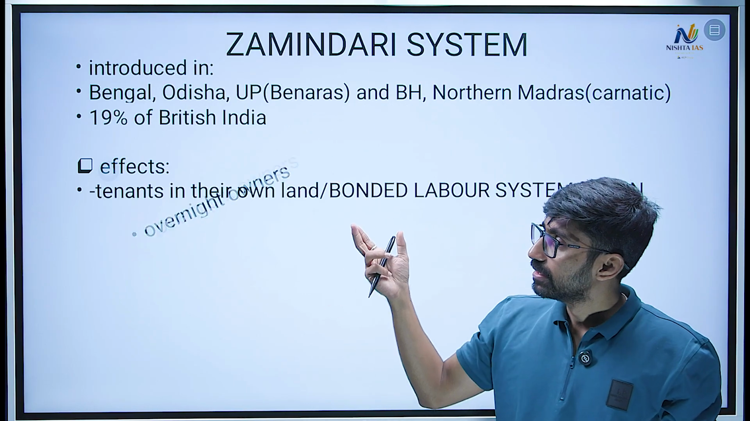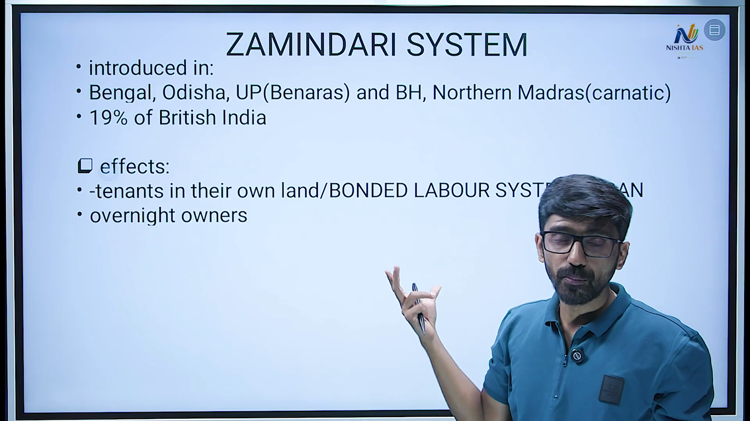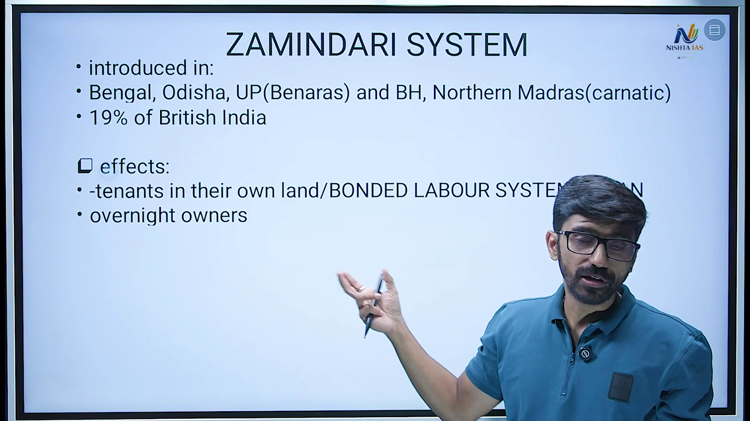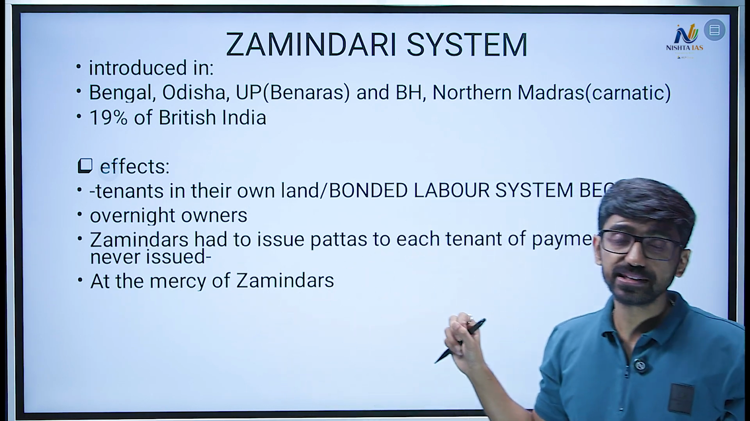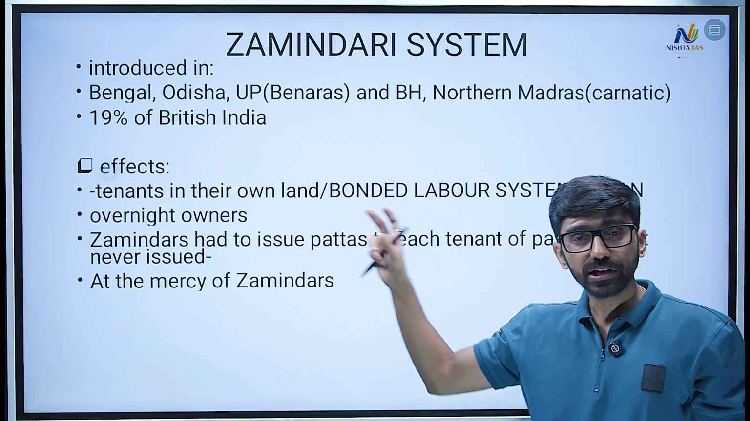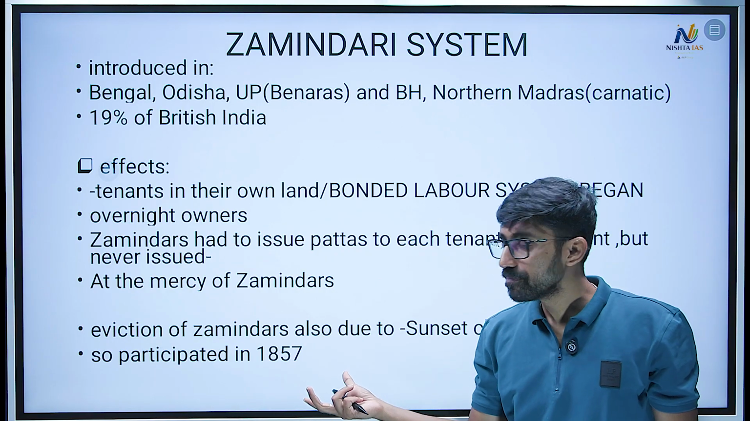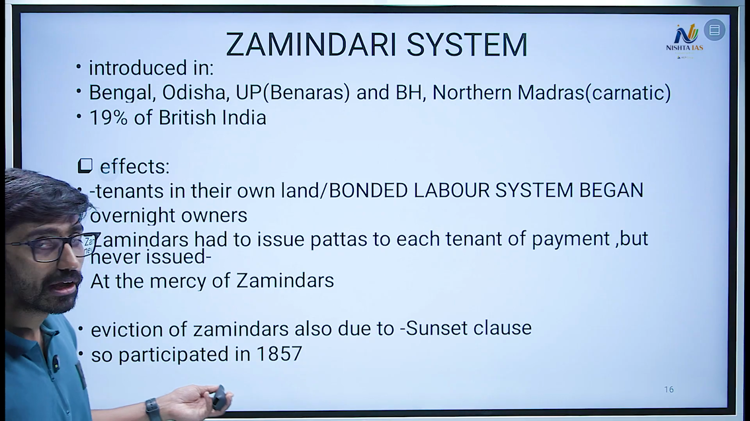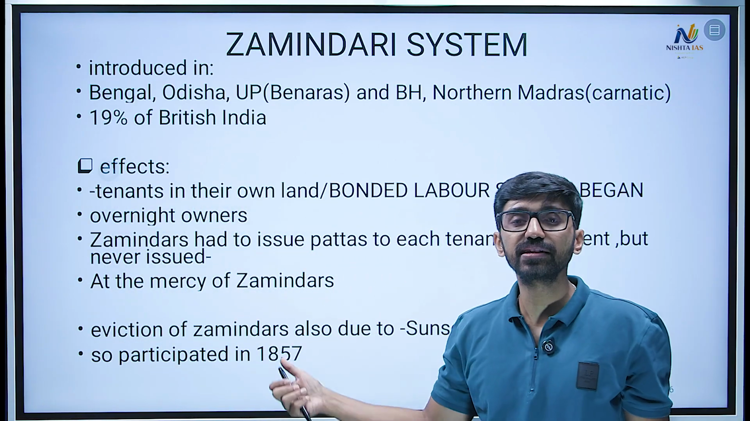Very simple. Owners became tenants in their own land. They had to become bonded labor because they needed to continue their livelihood. They were bonded to the zamindars. Zamindars became overnight owners. Zamindars had to issue pattas legalizing the tenancy rights, but they were never issued. Now the tenants came under the mercy of the zamindar. They're called tenants at will. If they don't pay, tenants will be evicted. The zamindars have the right to evict, but zamindars also had some kind of effect. Now what is the zamindars' effect? That is the sunset clause.